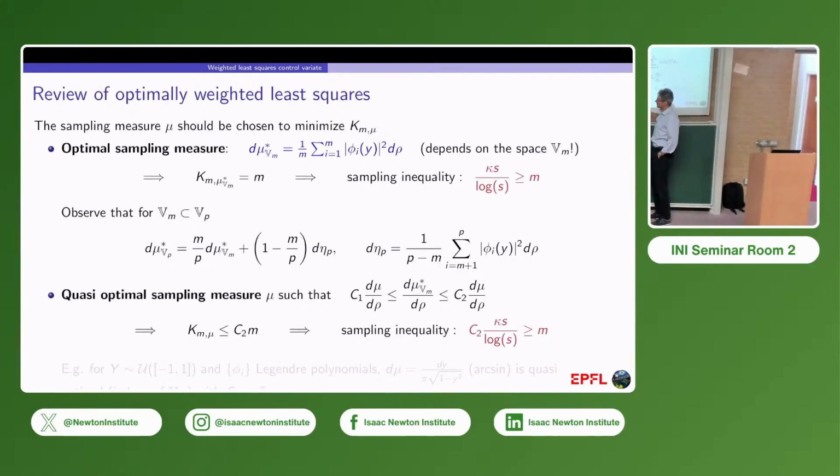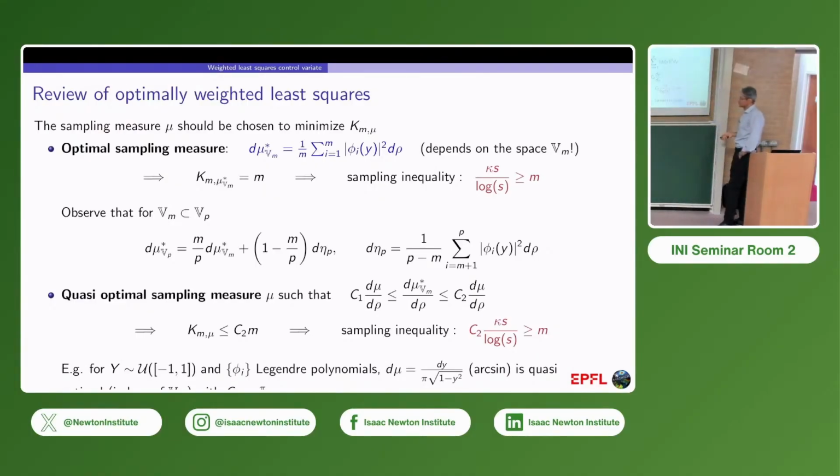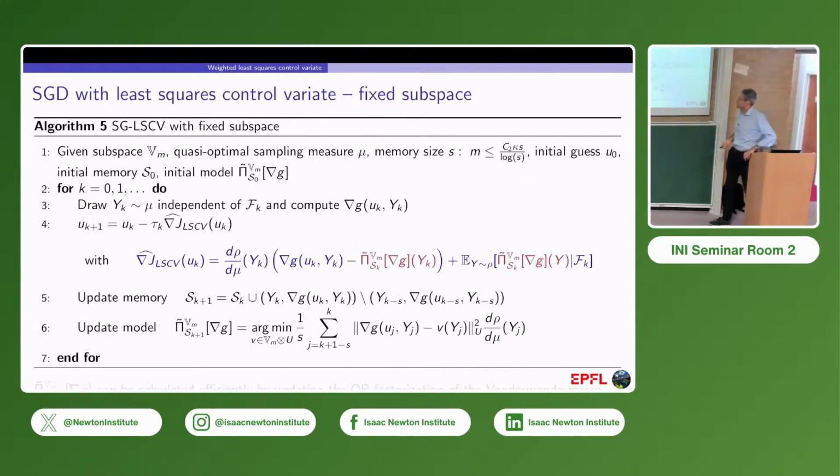One could also look at some quasi-optimal sampling measures. So a sampling measure mu is quasi-optimal if essentially its density compares to the optimal one, and this is known for certain cases. For instance, if you work with uniform random variables and Legendre polynomials, the arcsine distribution is a quasi-optimal measure. So it achieves this bound here. And if you use a quasi-optimal measure, the sampling inequality is worsened by this constant C2. Okay. If this is not too big, you can still use a quasi-optimal measure.